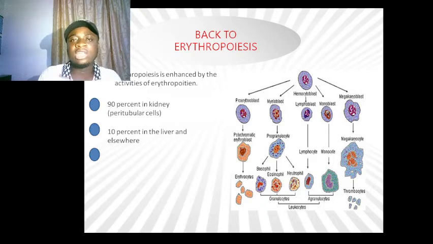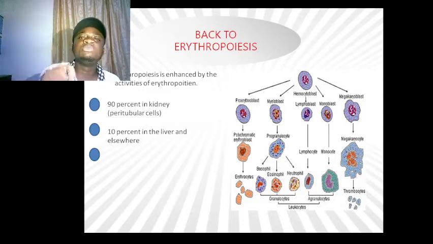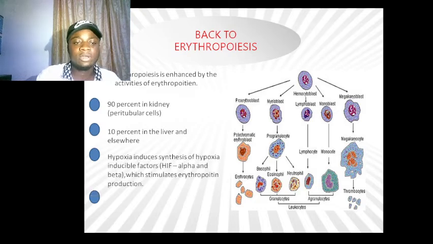And these hypoxia inducible factors are grouped into two. We have alpha and beta. These hypoxia inducible factors are called HIF. Anytime you are hypoxic, the hypoxia will stimulate the synthesis of hypoxia inducible factors, called HIF. So this is what I'm talking about. When you are hypoxic, the hypoxia will induce synthesis of hypoxia inducible factors, HIF, the alpha and the beta.